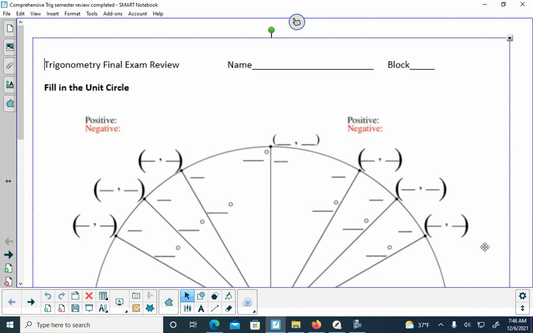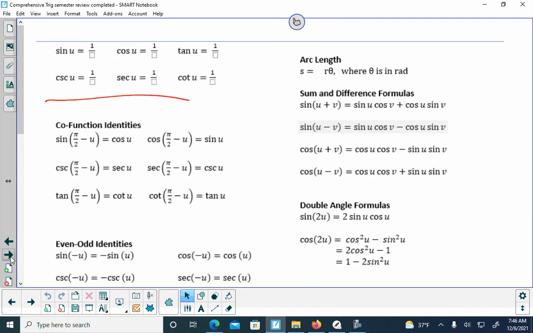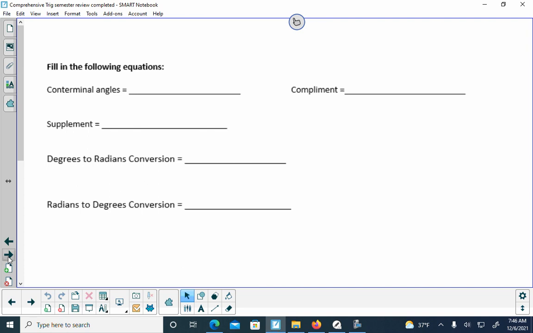So just to remind you, you are going to get this blank unit circle. You are going to get this identity sheet exactly the way you see it here. So whatever is filled in is what you will get filled in. Whatever is not filled in, you will not get filled in. We don't give you this. We're just asking you to write this down to help you study.